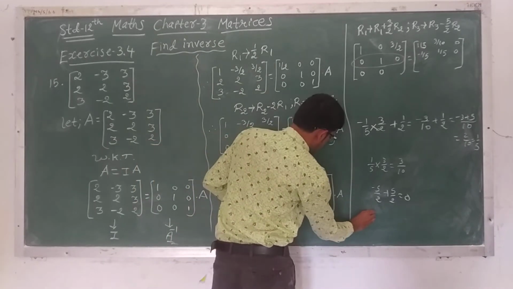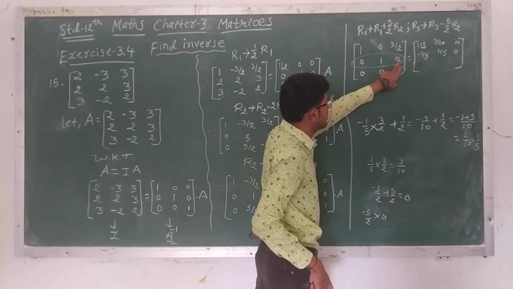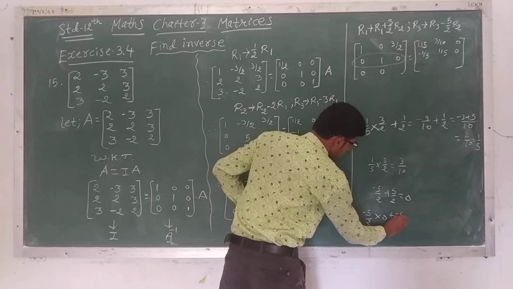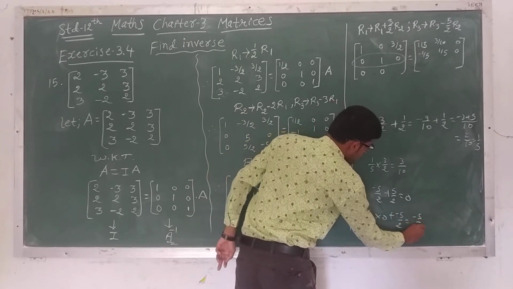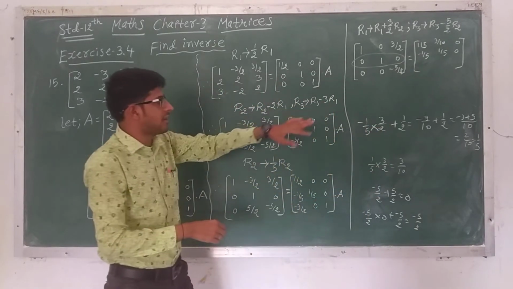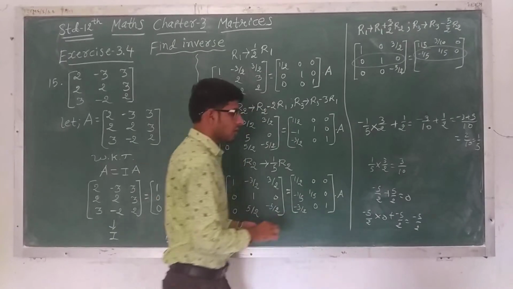So minus 5 by 2 into 0, because we have to multiply the second row and add it to the third row. So 0 minus 5 by 2 is equal to minus 5 by 2. The same operation we have to apply on the right hand side. So we multiply by minus 5 by 2 and add to the third row.